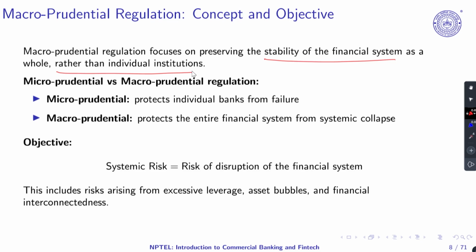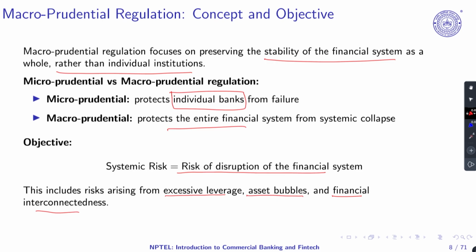In micro-prudential regulation, we talk about the regulations related to an individual bank or institution, so at the entity level. Macro-prudential means overall, entire. So if you want to measure systemic risk, it is basically about the risk of disruption in the financial system, and it could be because of the excessive leverage that we have already discussed. We will be discussing one more kind of leverage, which is balance sheet based, in this particular session. The second is the asset bubble that we talk about, and the third is the financial interconnectedness that we see.